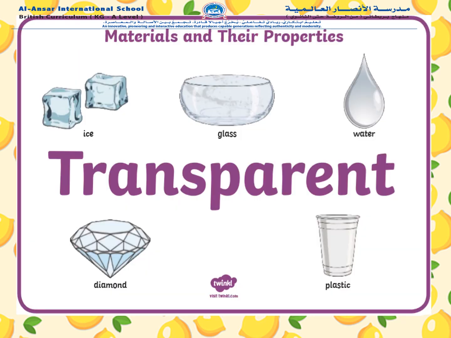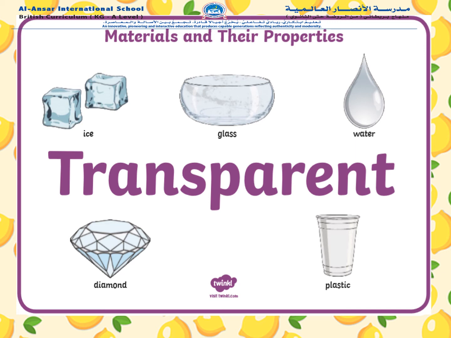Now I have transparent materials. All of these materials have one common property, that is transparent. Now think of some other property that is not common between these. Let's have a look. The diamond is transparent and at the same time it's hard. Look at the glass bowl. It's transparent and it's hard as well. You can look through it.